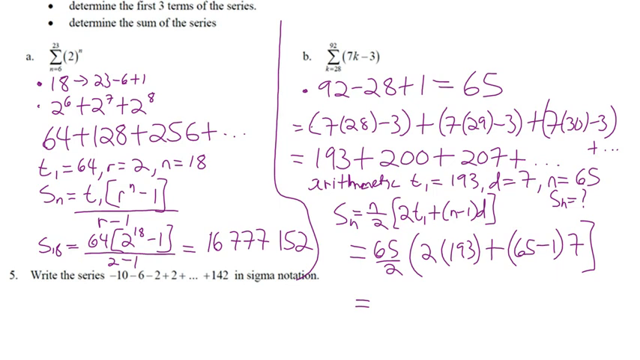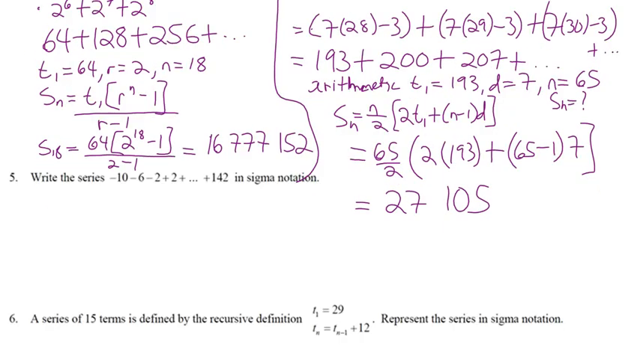Either right or wrong. If it's wrong, you lose half a mark. If you've written that out, then you're good, right? All you do is lose half a mark if you get it wrong. 27,105. Okay, yes, no, maybe so. Correct? Yes. Yay.